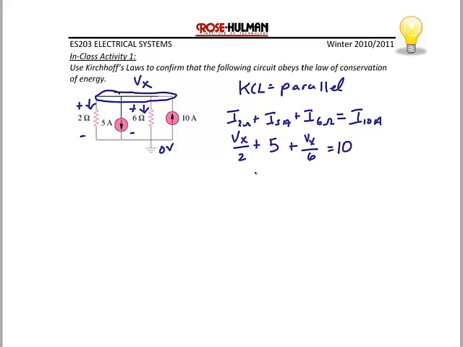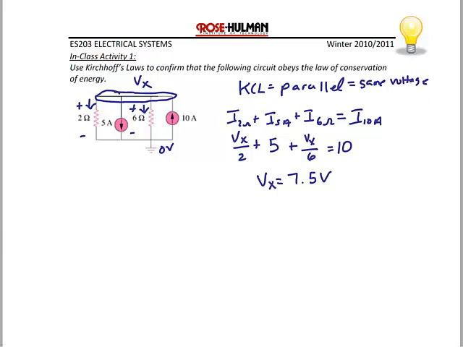So the good news now is that we have one equation and one unknown. So we can solve for the unknown node voltage Vx. Vx is equal to 7.5 volts. Now that we have that information, we can solve for every current in the circuit, and because they're in parallel, we know that they all have the same voltage.